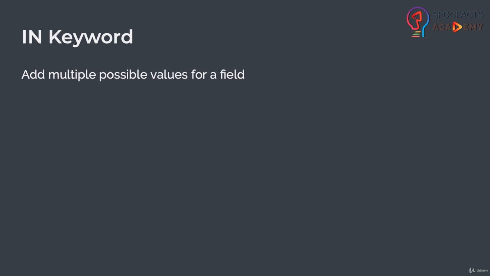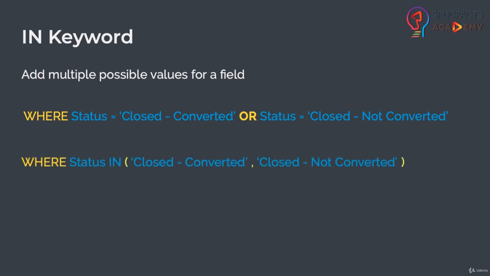I'm going to introduce you to a new keyword in SOQL statement, and it's called the IN keyword. And this IN keyword accepts multiple possible values for a single field, and that's exactly what we want. For example, we have this query where we have two different values for the same status field, so we can write this better using this IN keyword, and this is how we will write it. We will say WHERE status IN, and then we will use our parentheses, and within these parentheses we are going to add all the possible values, and we will separate all these values with a comma.